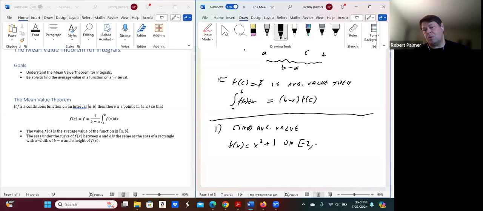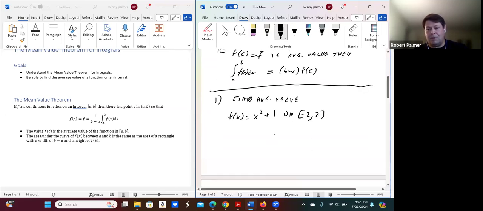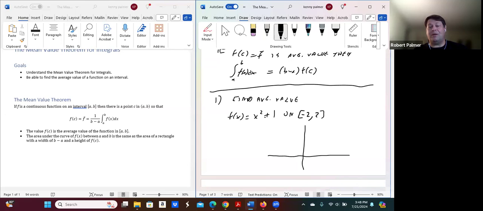We'll draw this on Desmos here in a minute. Basically, what it looks like is something like this. You hope you recognize x squared, of course, is a parabola. Plus 1 means it's shifted up 1. And so from -2 to 2, it looks like that. So I want to find the average value on that interval.